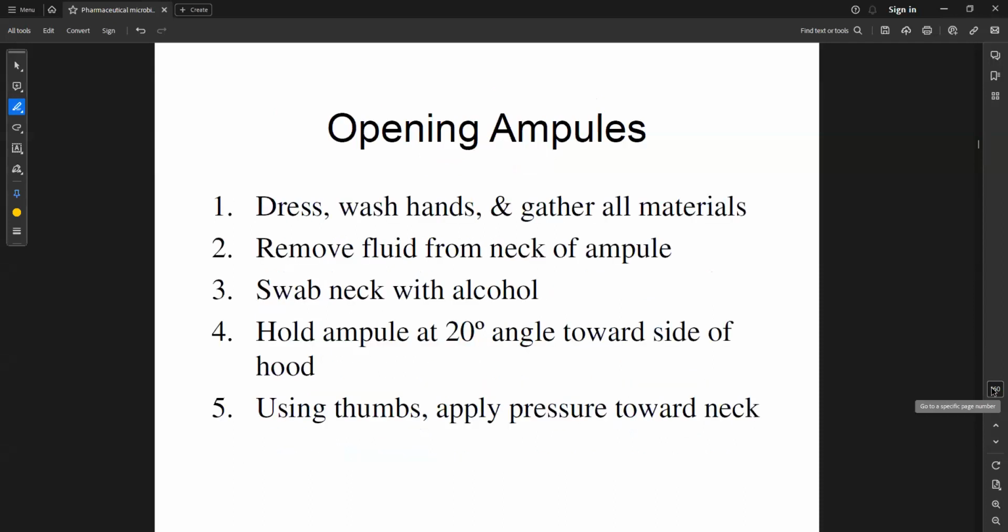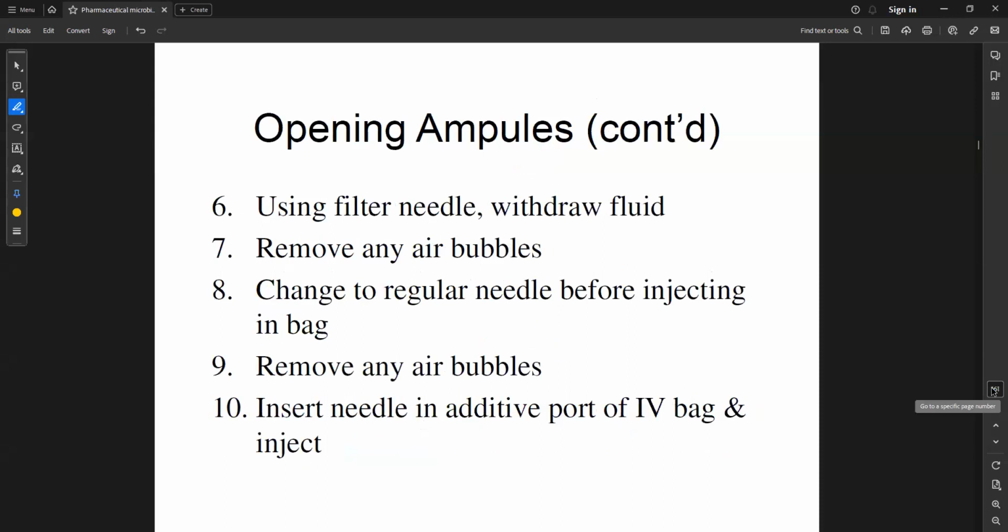So, opening ampules, this you will do a lot, maybe. Dress, wash hands and gather all materials, remove fluid from the neck of the ampule, swab the neck with alcohol, and hold the ampule at a 20-degree angle towards the side of the hood. Using thumbs, apply pressure toward the neck, and using a filter needle, withdraw the fluid, remove any air bubbles, and change to a regular needle before injecting into the bag, then remove any air bubbles.